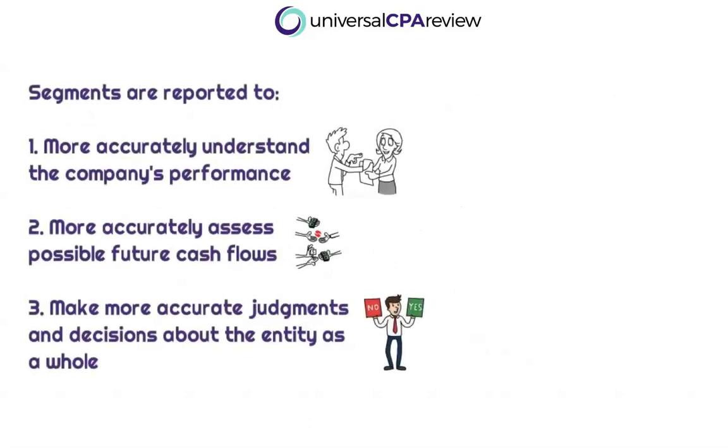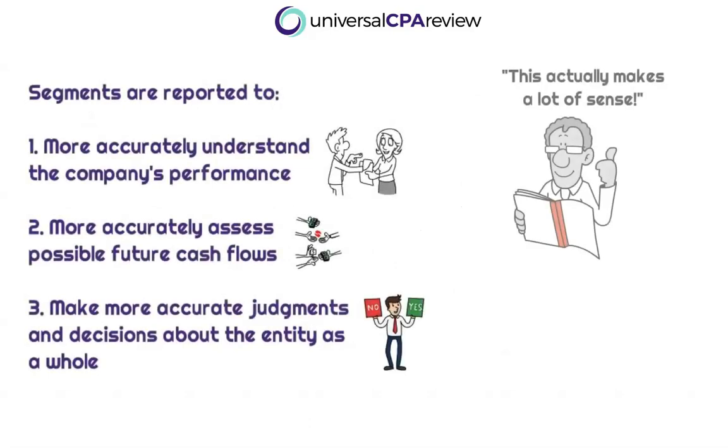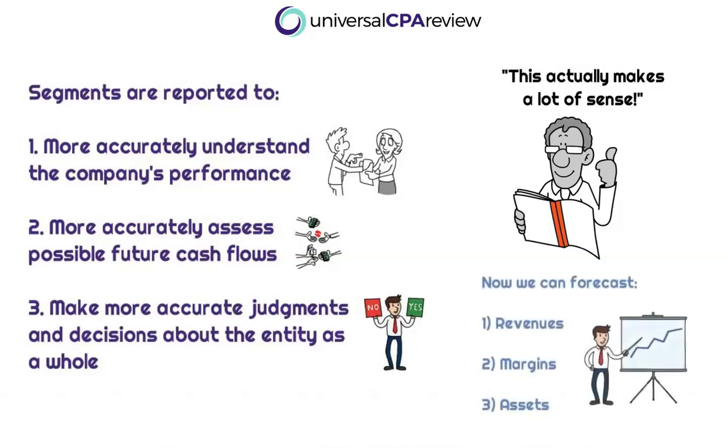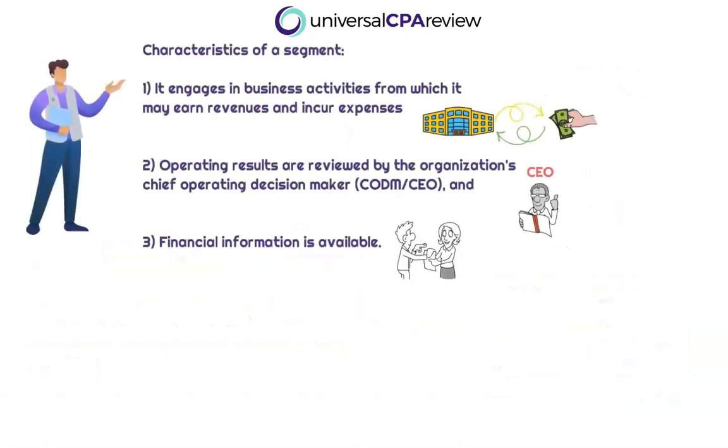At this point, we understand that this more robust and comprehensive segment reporting disclosure is going to help financial statement readers better understand the company as a whole. This is going to allow analysts to have a better ability to forecast company revenues, margins, and total assets. This is going to help serve as a basis for valuing the company in the event that they ever want to sell it. So what are the key characteristics that describe a segment? In order to be an operating segment, it must have the following characteristics.